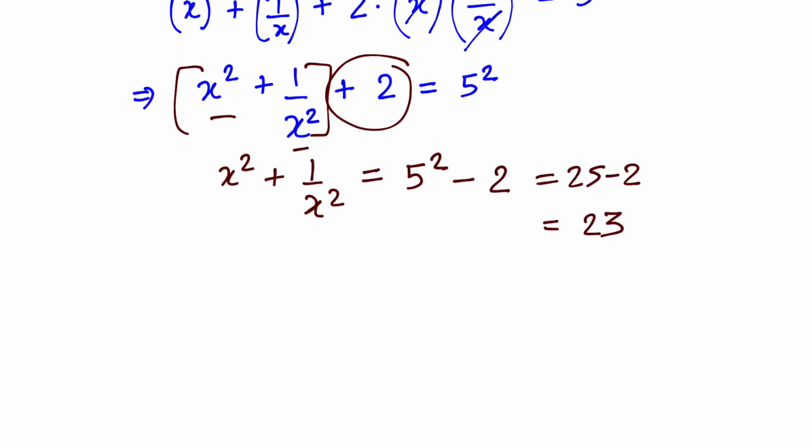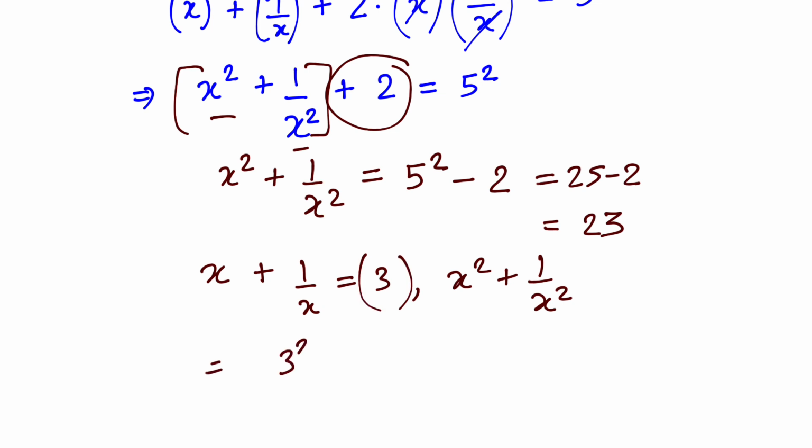Now take another example. If it is given x plus 1 by x is equal to 3, then what is x square plus 1 by x square? We can use the trick. We will square this part, so 3 square, and then we'll subtract 2 for the value of x square plus 1 by x square. So square of 3 is 9, minus 2 is equal to 7.